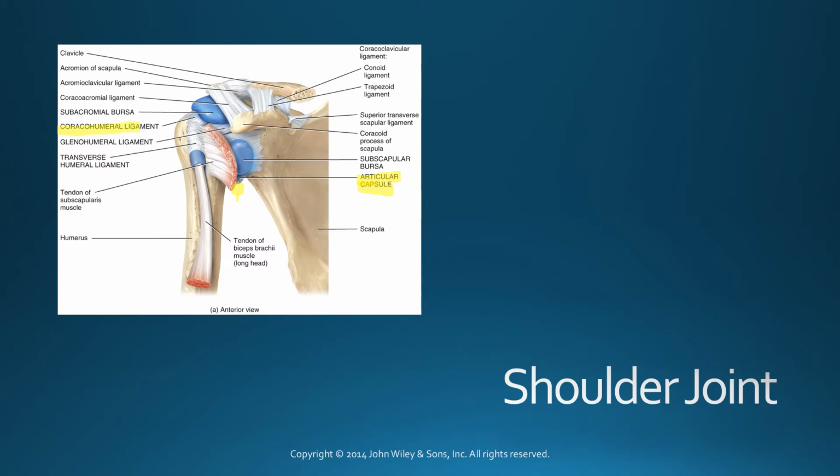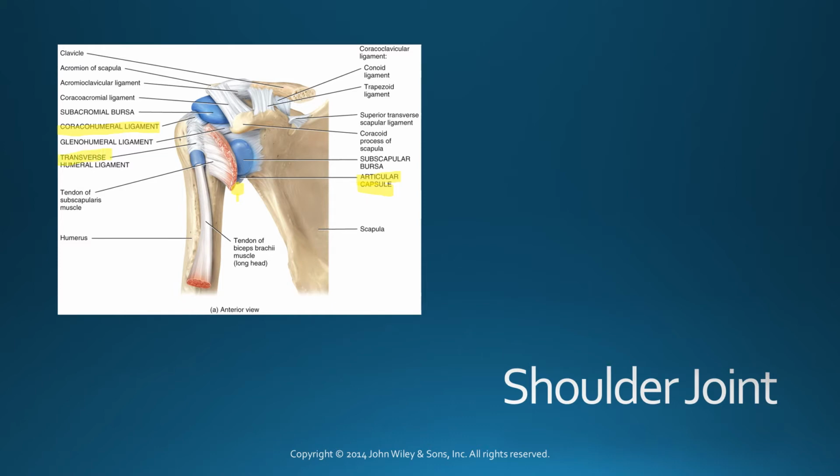The coracohumeral ligament is a strong, pretty broad ligament that strengthens the superior part of the articular capsule, and it extends from the coracoid process of the scapula down to the greater tubercle of the humerus. This ligament strengthens the superior part of the articular capsule, and it reinforces the anterior aspect of the capsule.